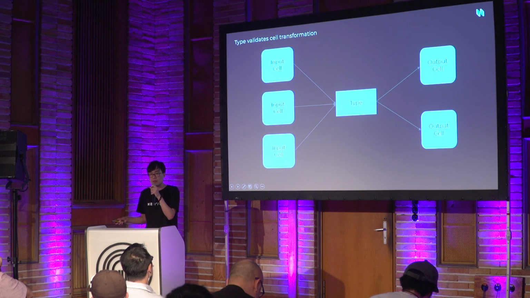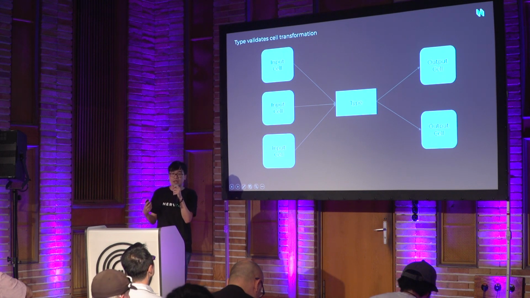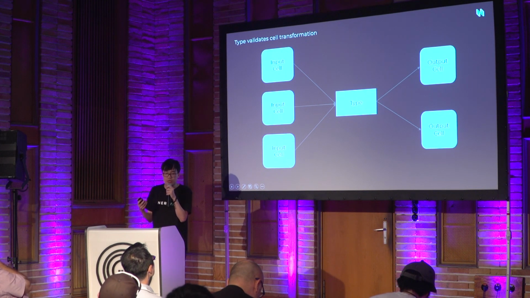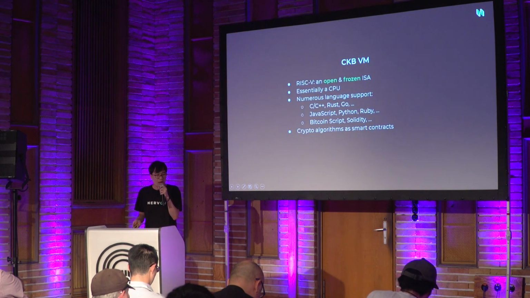So in the type script, you can validate all the properties and all the features you have in the cell transformation phase. For example, in your ERC20 token, your type script can just ensure that the sum of all input tokens equals the sum of all output tokens, which means no one can forge new tokens unless it's guaranteed by the owner.